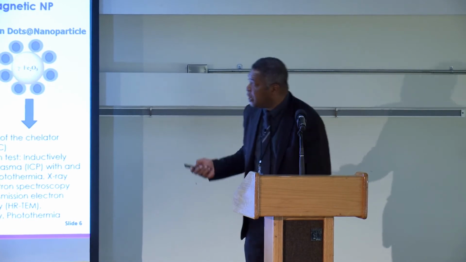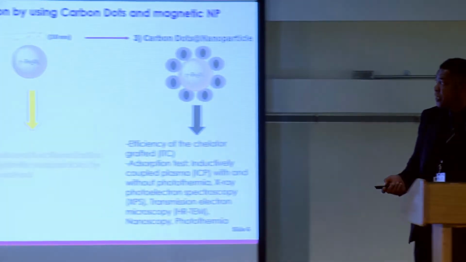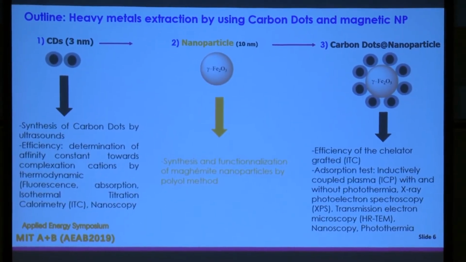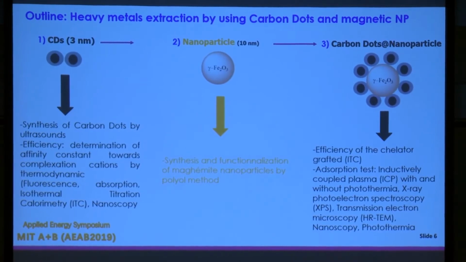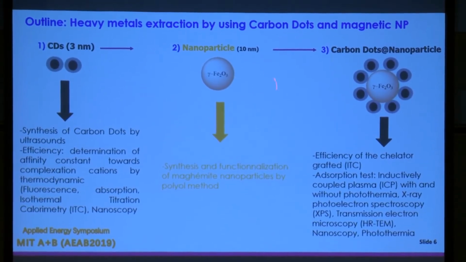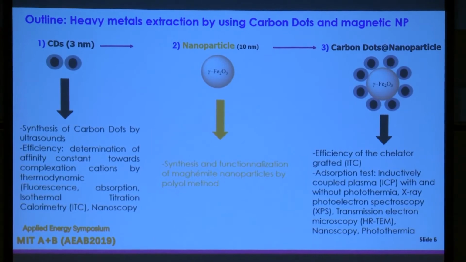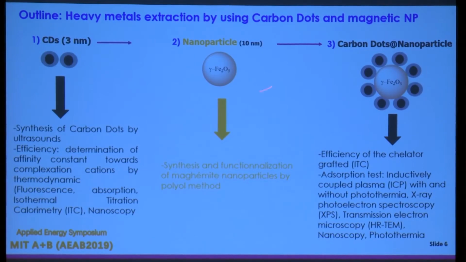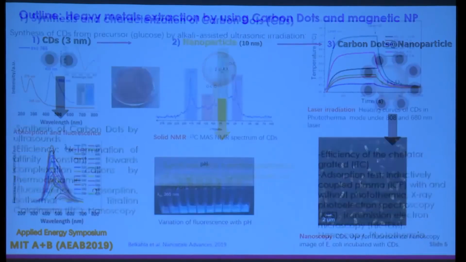Firstly, we elaborate the synthesis of carbon dots by means of ultrasonic synthesis. Here, the idea is to use very cheap starting materials such as sugar. On the other hand, we master the synthesis of iron oxide materials by means of polyol synthesis. After that, we graft the carbon dots at the interface by means of covalent bonding. We combine different techniques to characterize the obtained materials.